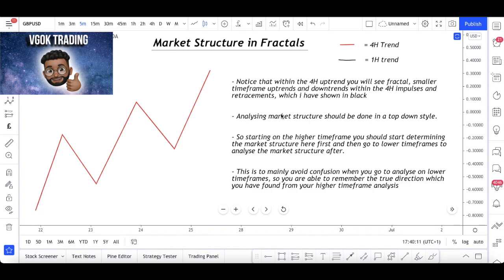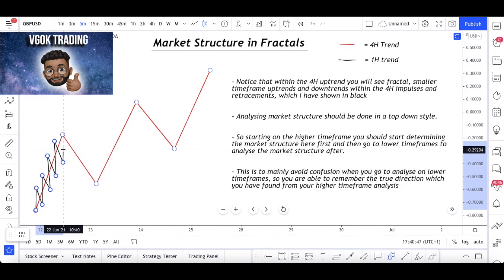So in red, what we've got here is the 4-hour trend. Just a simple uptrend with a low, high, higher low, higher high, higher low, higher high. And the 1-hour fractal trends that you'll be seeing in between are going to be shown in black. So what we can see here is the fractal uptrend within this first impulse. So you'll be seeing, on a smaller time frame, something like this.